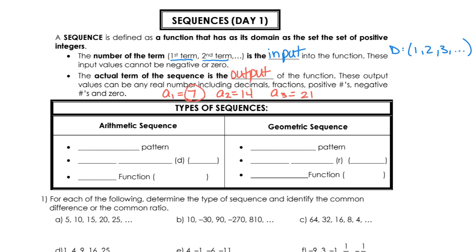So 7, 14, 21, that's your range. Those are your outputs, whereas the 1, 2, and 3, those are the inputs. And you can see that when you put an output with an input, it makes an ordered pair. So for instance, (1, 7), (2, 14), (3, 21). We can also use the table in our calculator to sometimes help us out and find things in sequences.